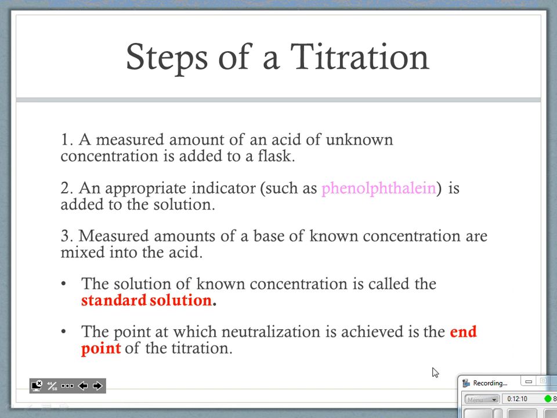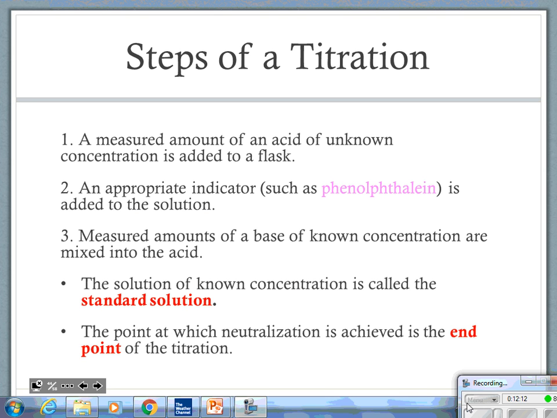And I will give you a second to write this down here. Okay, the steps for performing a titration in which we are neutralizing a solution is, number one, you take a measured amount of an acid of unknown concentration and add it to a flask. Okay? It doesn't have to be a flask. Doesn't necessarily have to be the acid. You could add the base. So the base could be the unknown. All right? So you take the unknown amount of acid or base. In this situation, we're going to use acid.